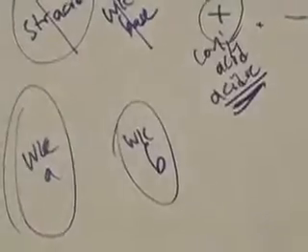Now, if you have a weak acid and a weak base, then you're not quite sure where your equivalence point is going to be. It depends on the strength of this weak acid and this weak base, and you have to run the equilibrium calculations to figure that out.